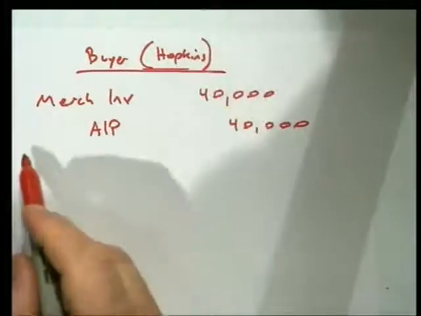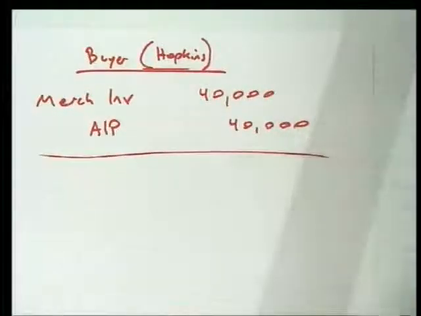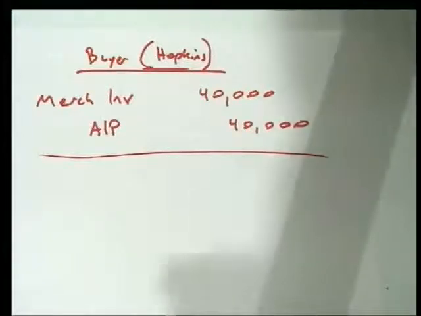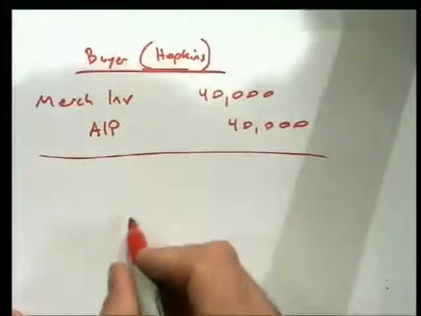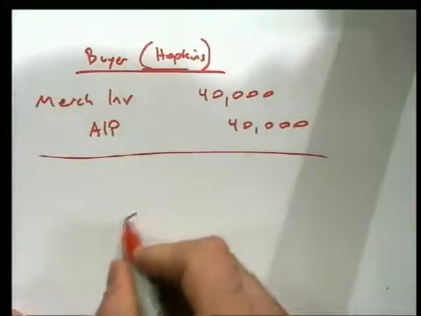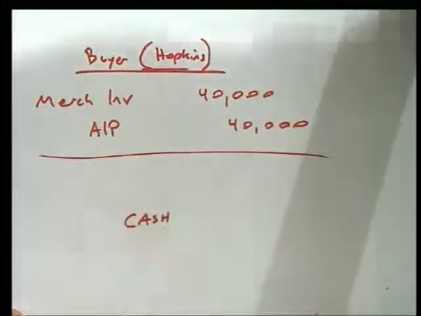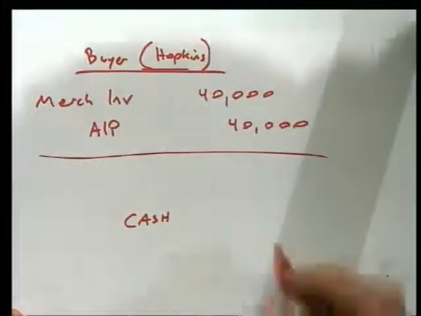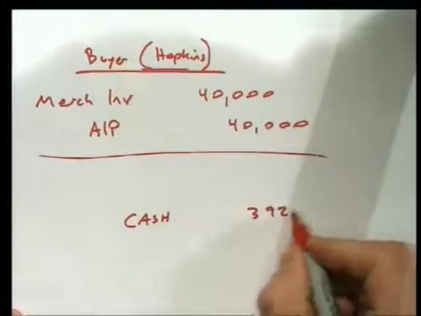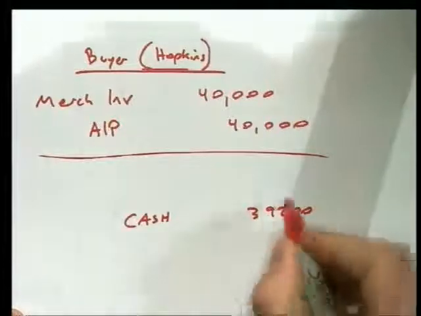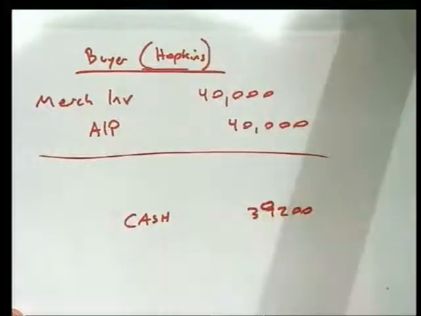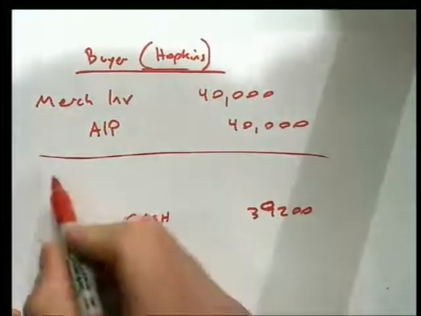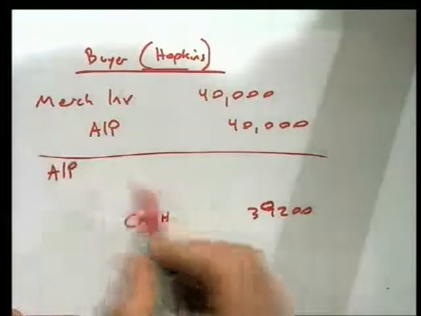Now, when they pay their cash, when they pay that liability off, do they pay within the discount period? Yes, they do. Okay? So they don't have to give cash of $40,000, do they? They only have to pay cash of $39,200. Okay? Now the entire accounts payable goes away.